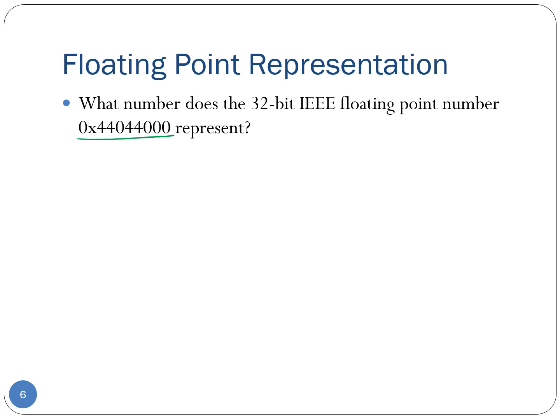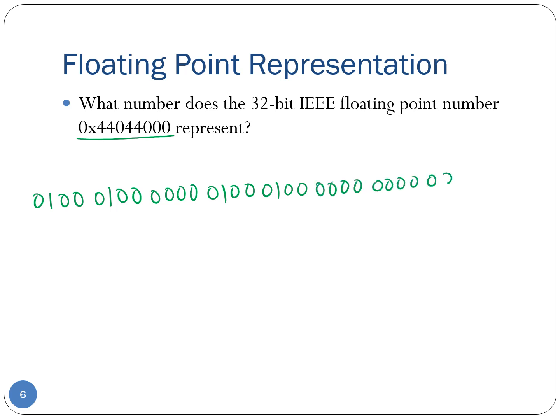So this 4 in binary is basically 0100. So every hexadecimal digit becomes 4 bits in binary. So again, the next 4 is 0100. This 0 is basically 4 zeros, then the next 4 is again 0100, followed by again 0100, and then there would be 12 zeros at the end. So this is our binary string.